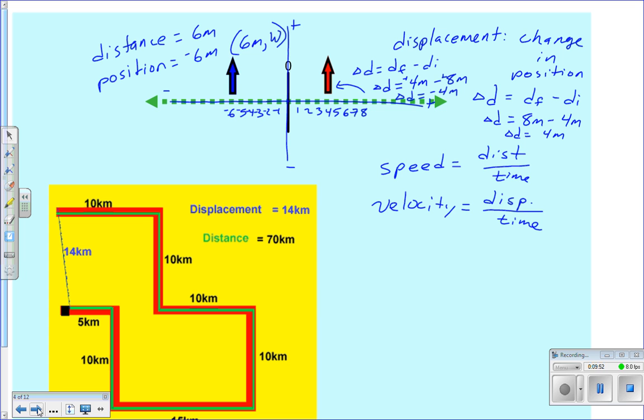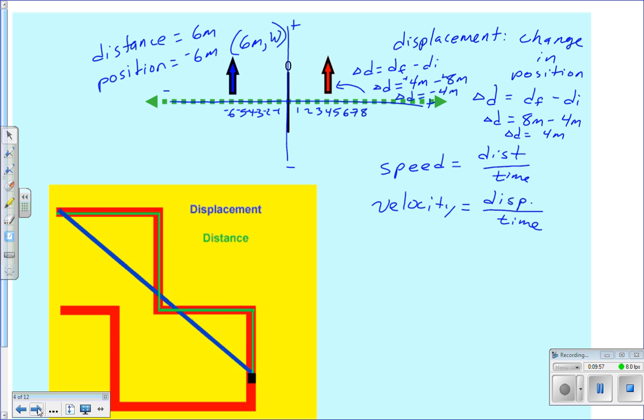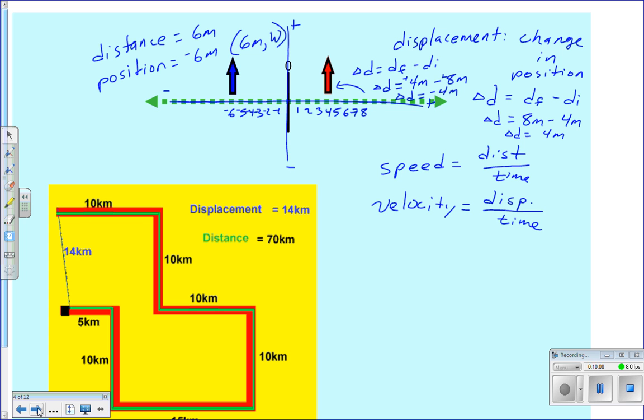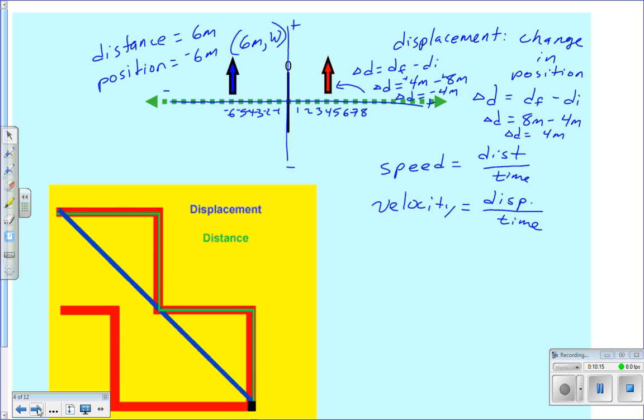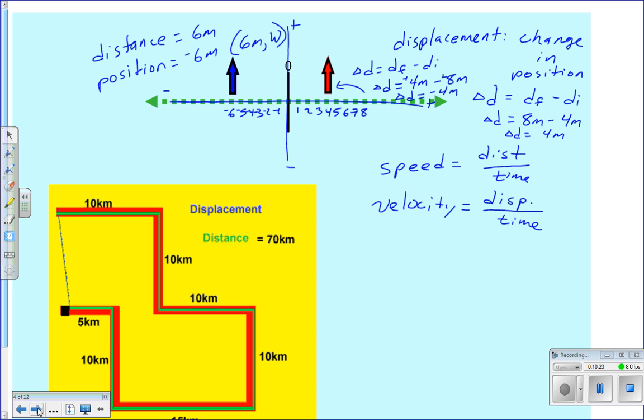Okay? So distance and displacement, two different things. Displacement is an object's change in position, and a position must include a direction from the reference point. As you just saw, an object can have a positive position but negative displacement if it moves from a greater position back toward zero, back toward the reference point. It can have a negative position and a positive displacement if it moves from a greater negative position back toward the reference point.